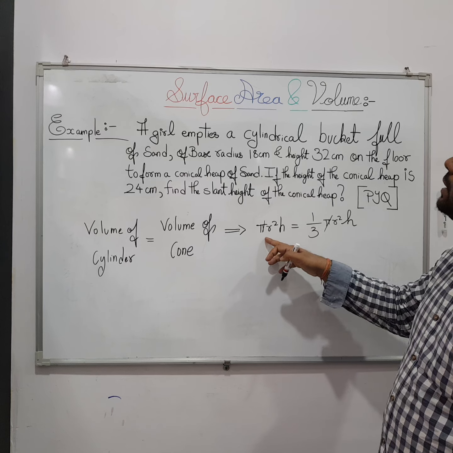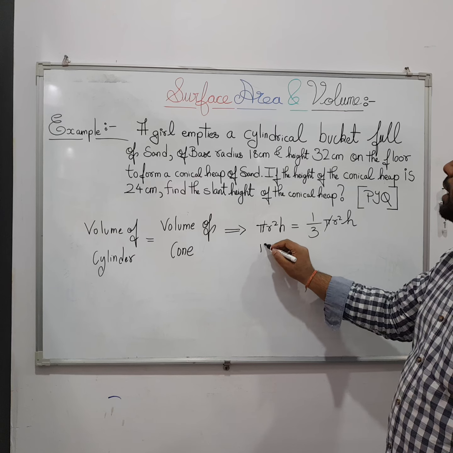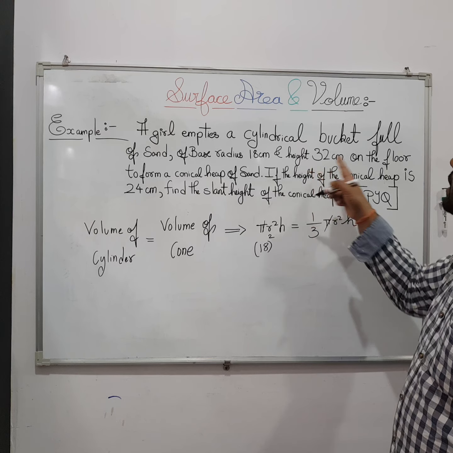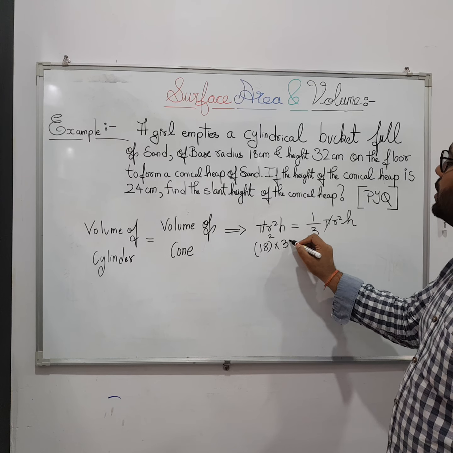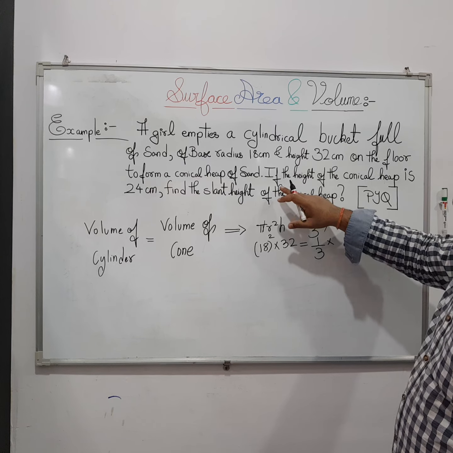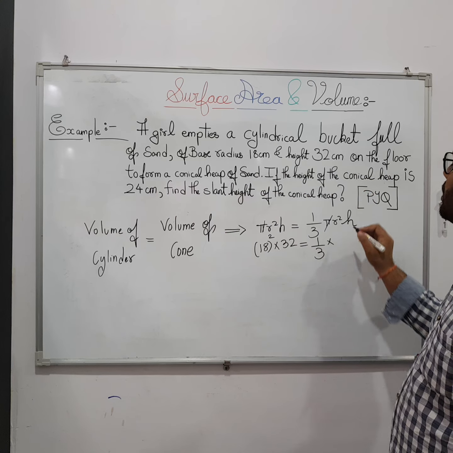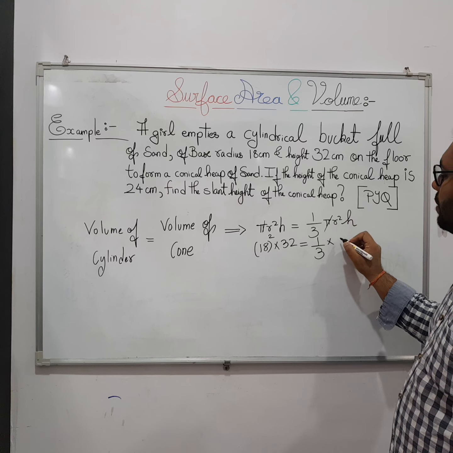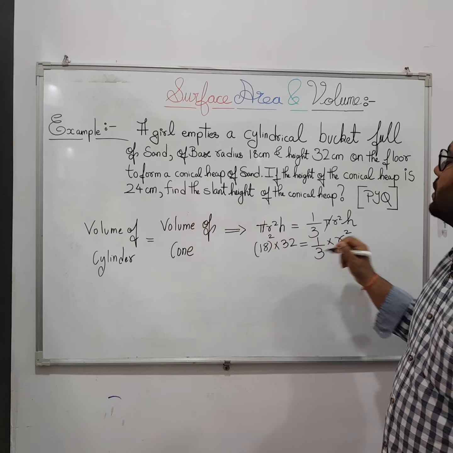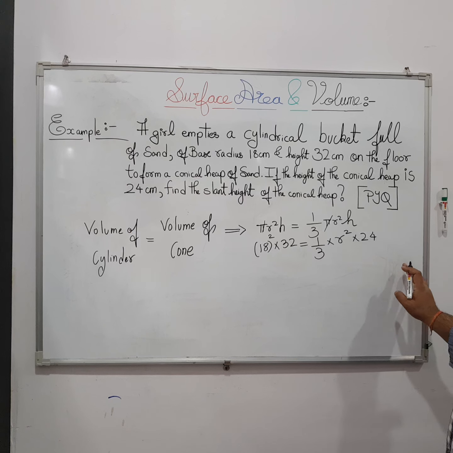So over here, first we'll see the cylinder part. In the cylinder part, the base radius is 18, which means in place of radius, I will write 18. And the height is what? The height is 32. This is equal to 1/3 into. So over here, the height of the conical heap is 24, but is the radius given to us of the conical heap? No. Which means we need to find the radius from here, whereas the height is given, the height is 24.